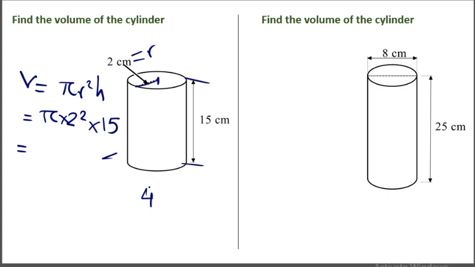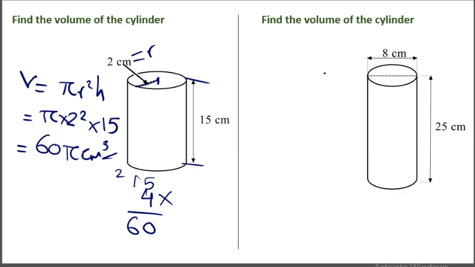4 times 15. 5 times 4, 20. 0 and carry 2. 1 times 4 is 4, and 2 we have 6. So 60π centimeter cubed. The last one.